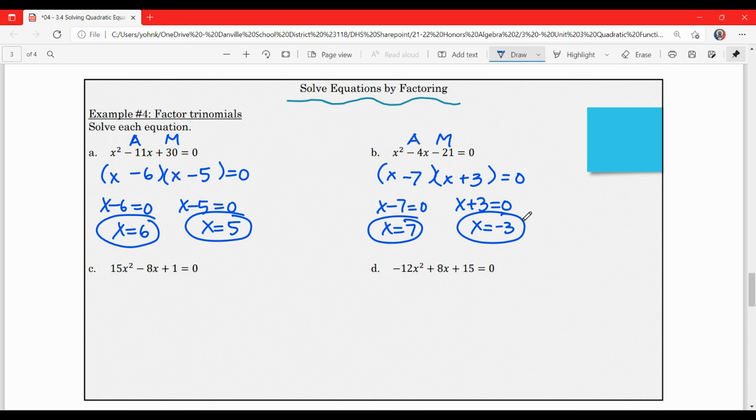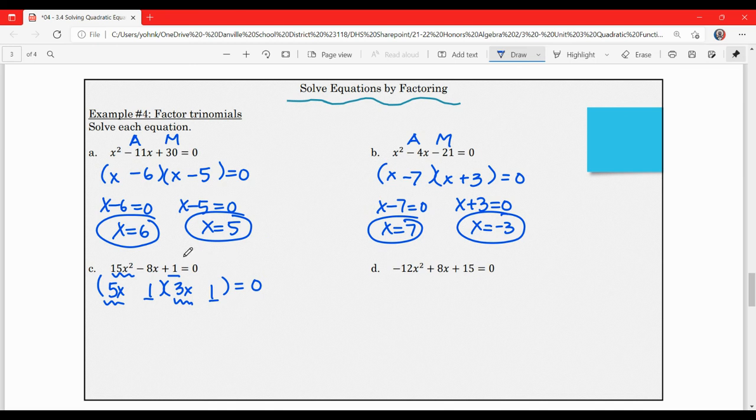All right, if we take a look at letter C, 15x squared minus 8x plus 1. Look for a GCF, don't see one. So then I go to my two parentheses because I have three terms. Remember, the first things in the parentheses multiply to give you the first thing. So to get 15x squared, you could do 5x and 3x. The last things in the parentheses have to multiply to give the last thing, 1, so I can only do 1 and 1.